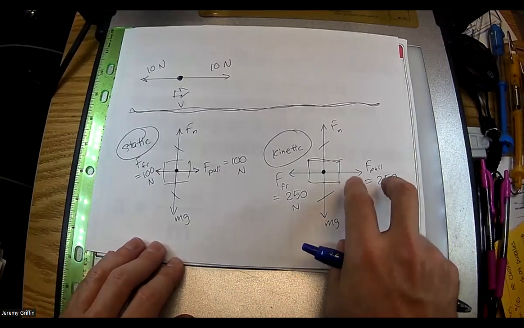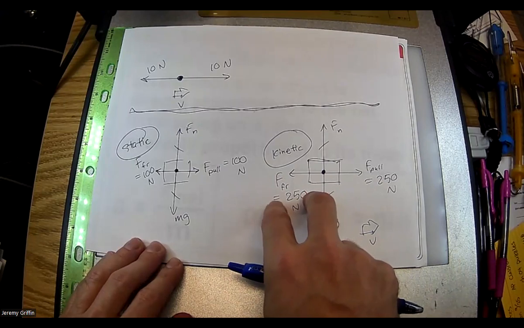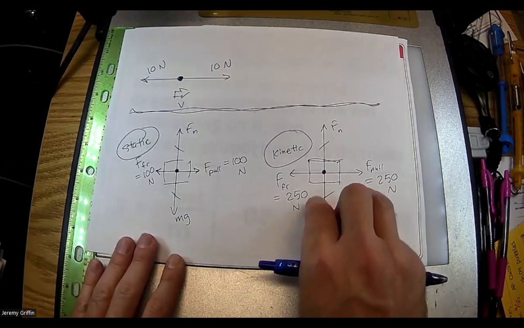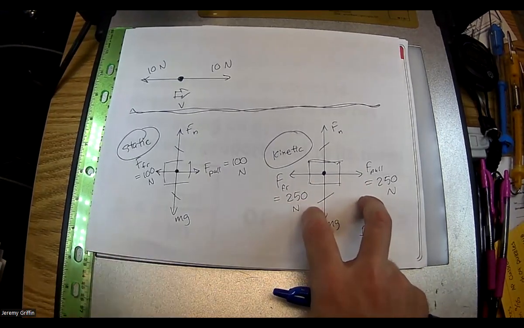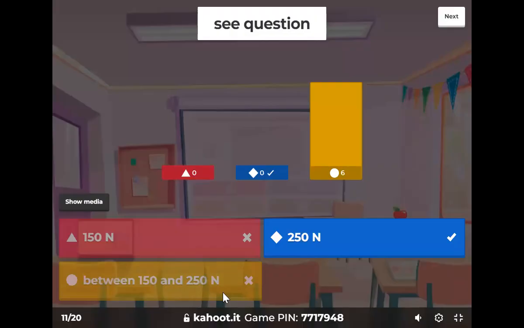So even though you're applying 250 newtons, the friction force is still matching that. I mean, it's kinetic friction rather than static friction, right? But the answer is 250 newtons. That's the answer. There's your free body diagram for that desk right there. Right. 250 newtons is the friction force. Let's see how you guys did.